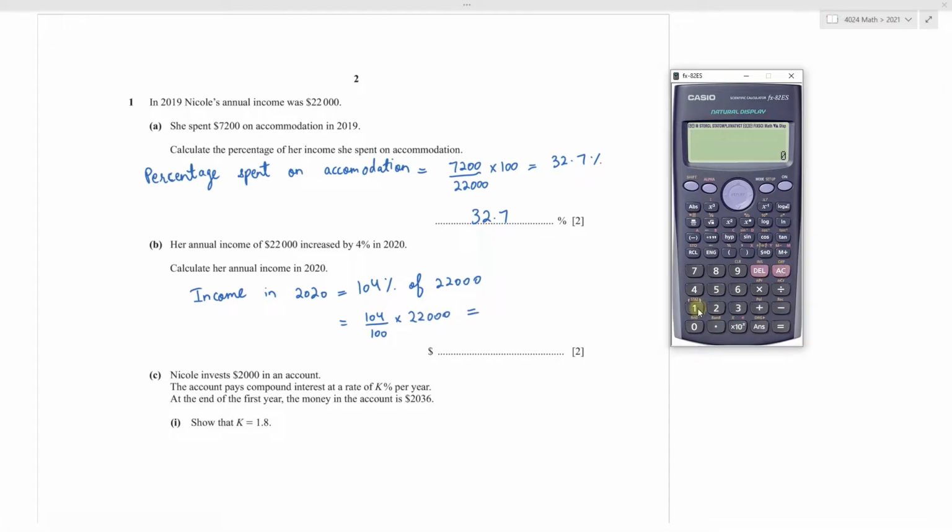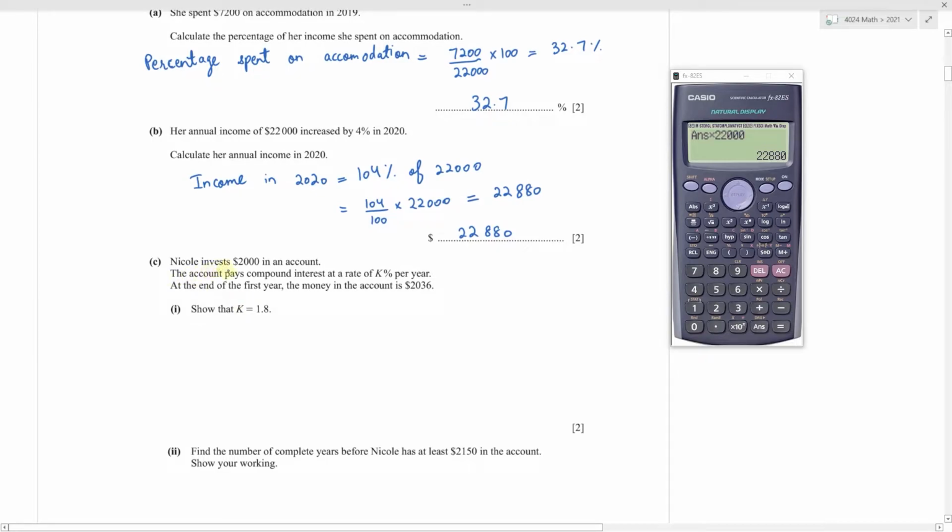So 104 divided by 100 and then multiplied by 22,000. So this is $22,880, which will be her income for 2020, a 4% increase from 2019.